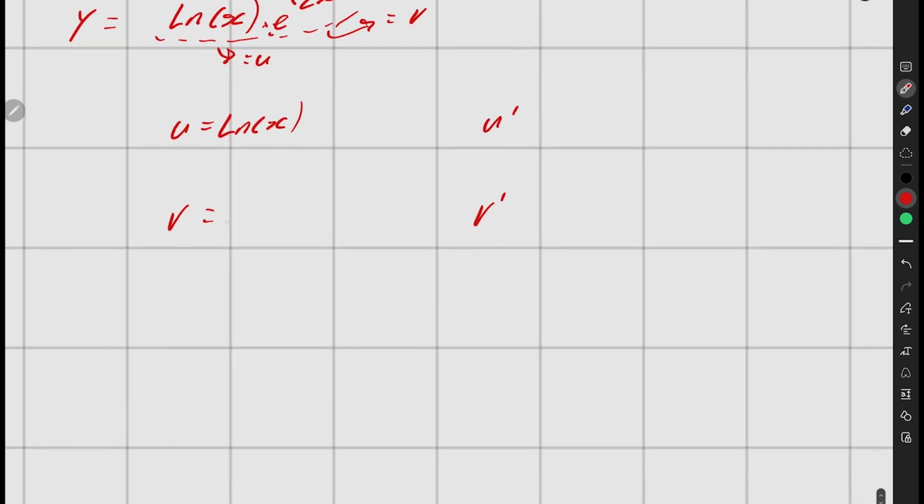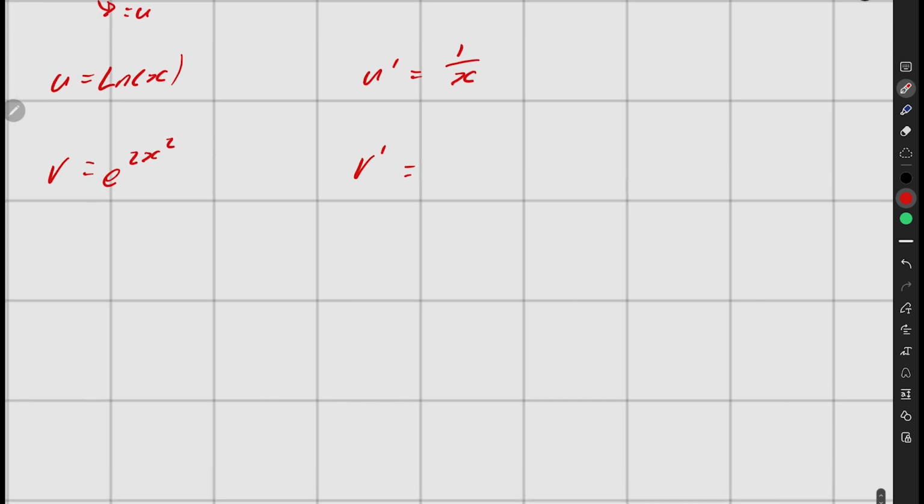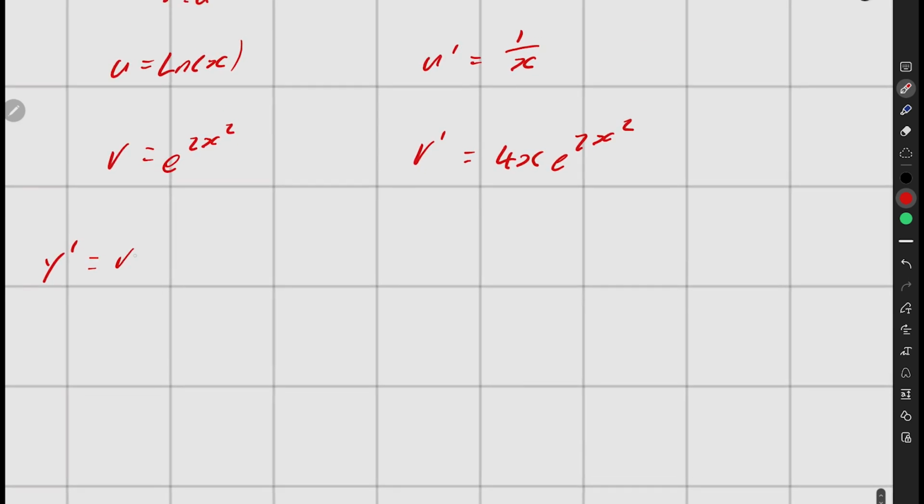So we're going to have v equals e to the 2x squared. Okay, now step 2, what we need to do, we need to differentiate both these functions. So we know ln x differentiates to 1 over x. e to the 2x squared is going to become 4x e to the 2x squared. And our product rule says derivative is equal to vu dash plus uv dash.